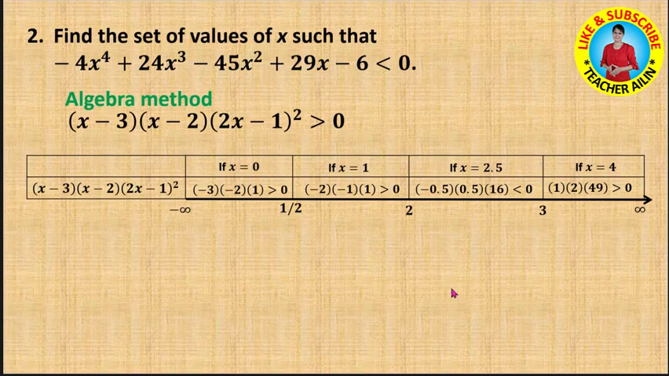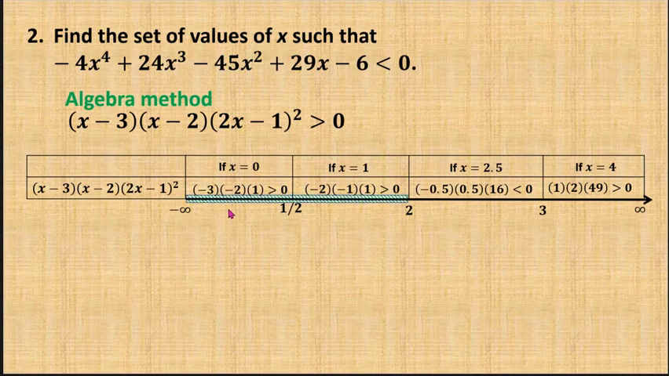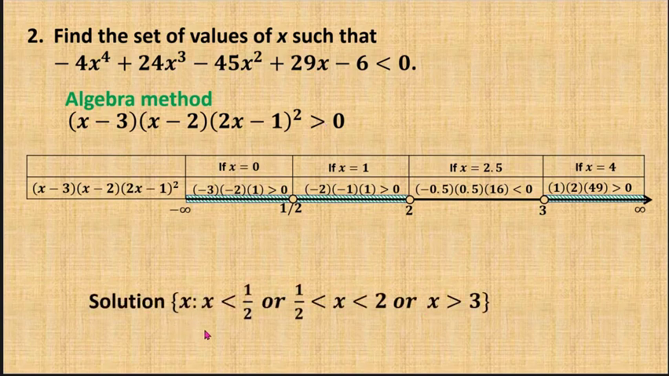So, conclusion: since the inequality is greater than 0, the solution is the first region, the second region, and the fourth region. Last, remember to double check whether the critical values are included in the solution. In this case, they are not included in the solution because the inequality is greater than. So finally, write the answer in set notation.